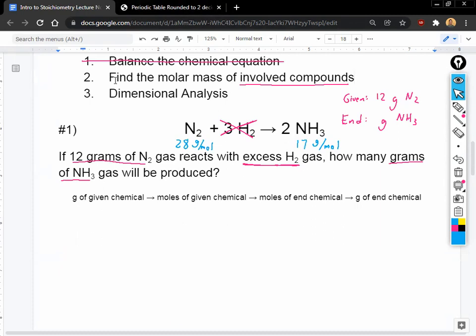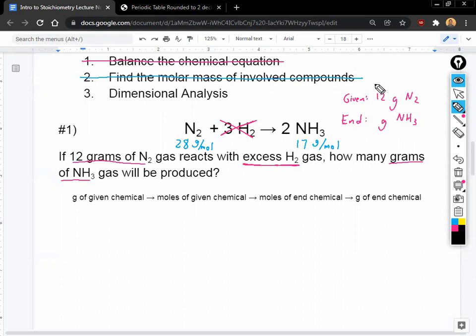Okay, so now we did step 2. We found the molar mass of both of the chemicals. All right, I'll pause right there before we finish up this problem. Any questions on the first two steps? Okay, the last step is to do dimensional analysis, and I'm going to give you guys some ways to make it a little bit easier.